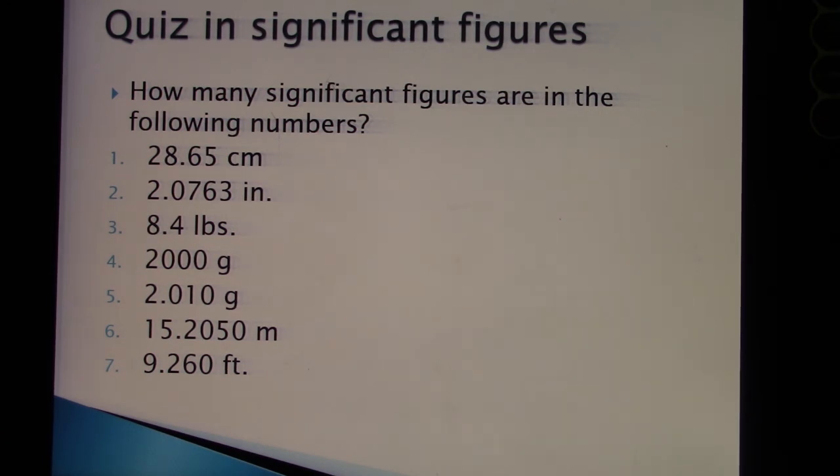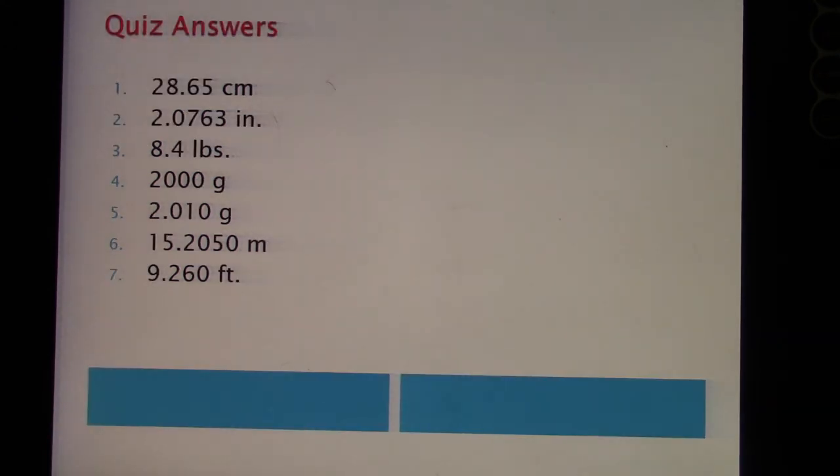Okay, let's check your work. All right, so how many significant figures are in 28.65? If you said 4, you were correct, because that follows the first rule where all non-zero numbers are significant. All right, what about number 2? How many significant figures are in that number? If you said 5, you were correct.